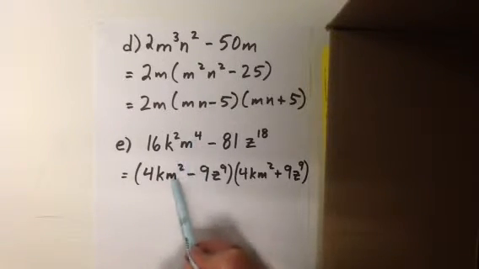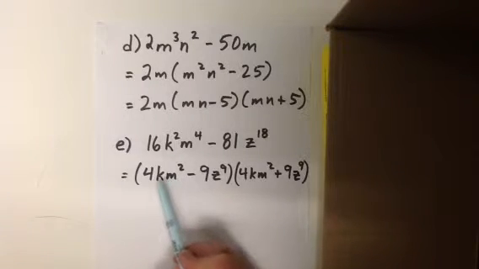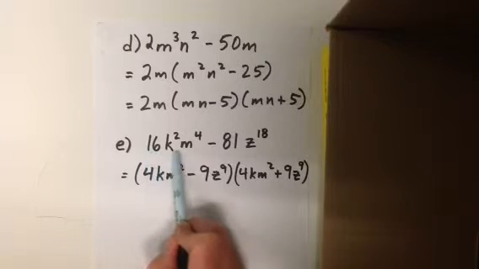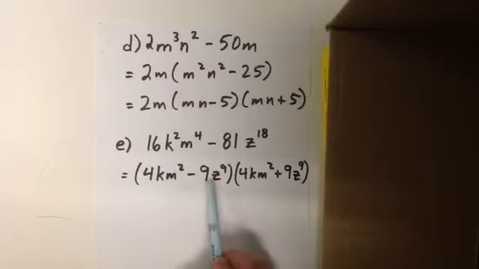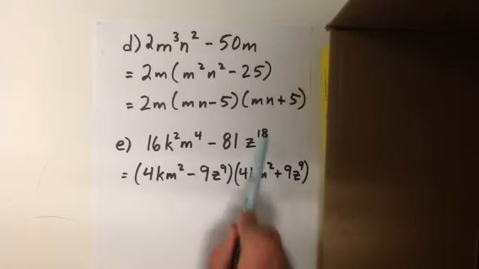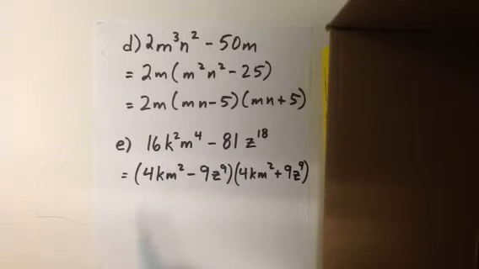m to the 4 becomes m squared, and we see that 4km squared times 4km squared is 16k squared m to the 4. Then 9z to the 9 times 9z to the 9. 9 times 9 is 81. 9 plus 9 is 18. And we see that we've got another difference of squares. 4km squared minus 9z to the 9. 4km squared plus 9z to the 9.